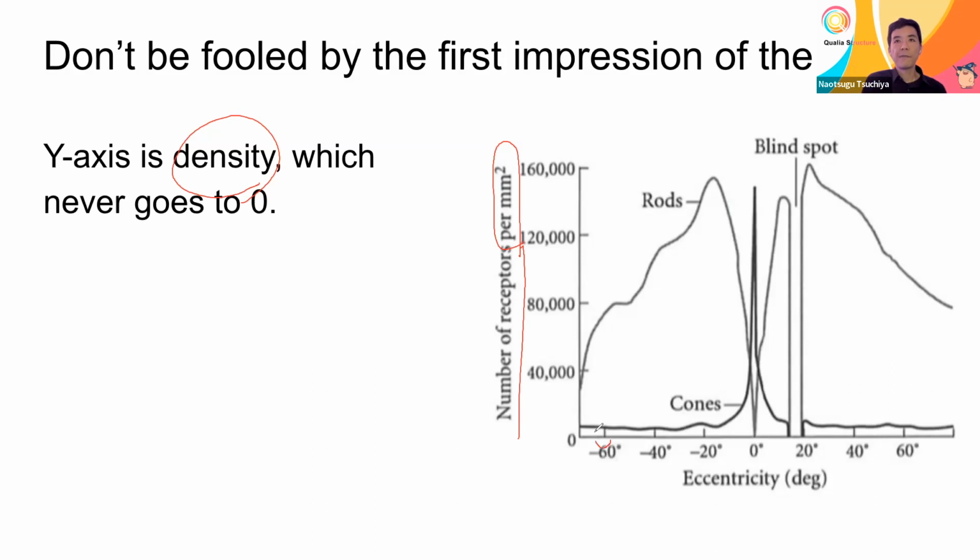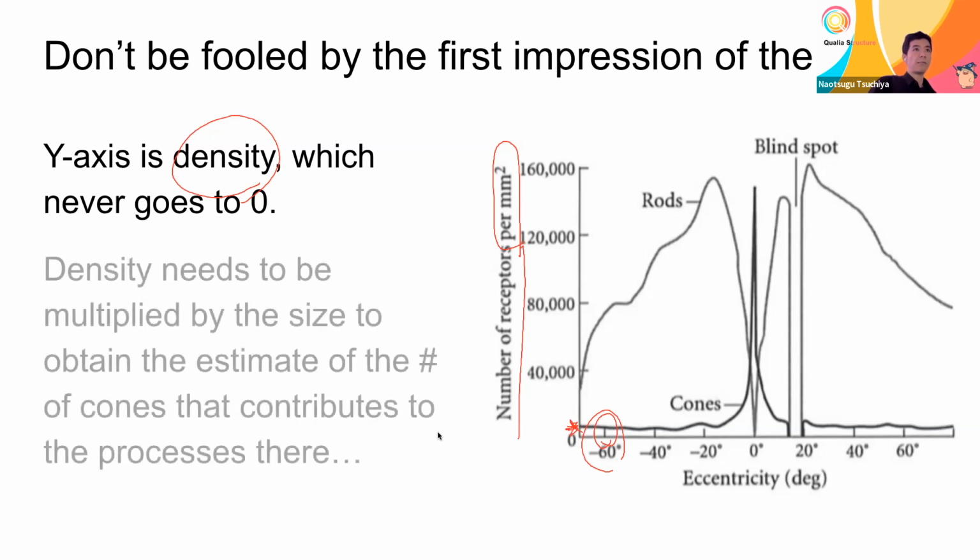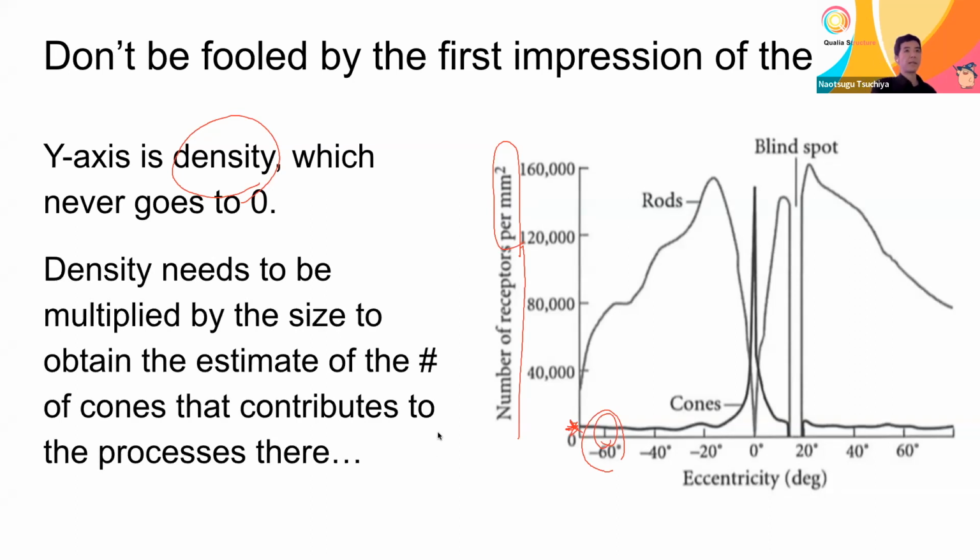So if you have a very low cone density here at, let's say, minus 60 degrees periphery, then we need to multiply by the area that is covered by one neuron to estimate how many cones that receptor at that location would receive. And as long as it's not zero, it can become a really substantial number. So density needs to be multiplied by the size of the area to obtain the estimate of the number of cones that contribute to the process over there.